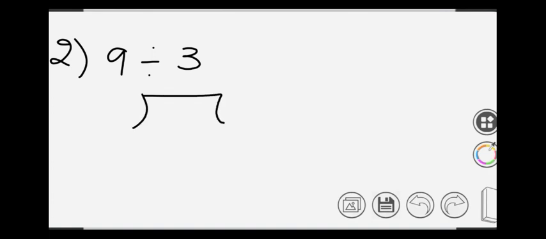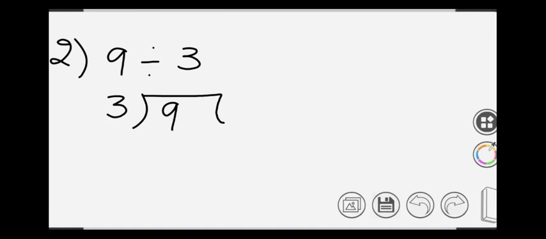Moving on to another question. Let us take one more of this: 9 divided by 3. Here also we will be moving step by step. For that we will make a division home and write the dividend inside the home. So 9 I am writing here and 3 is the divisor, so I am writing this outside the home.